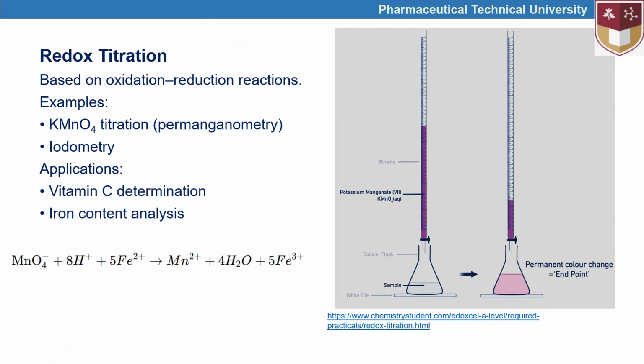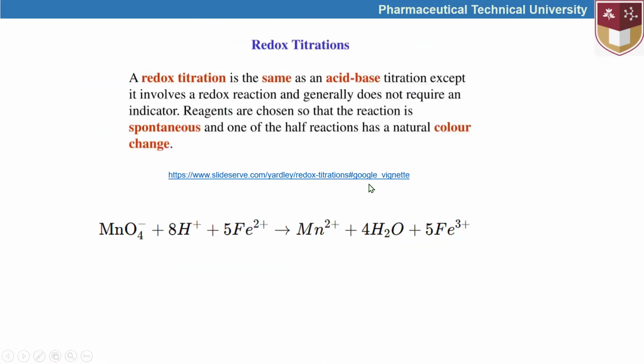based on redox reactions. So what is a redox reaction? Redox titration is the same as an acid-base titration, except it involves redox reactions and generally does not require an indicator. Reagents are chosen so that the reaction is spontaneous, and one of the half reactions has a natural color change.